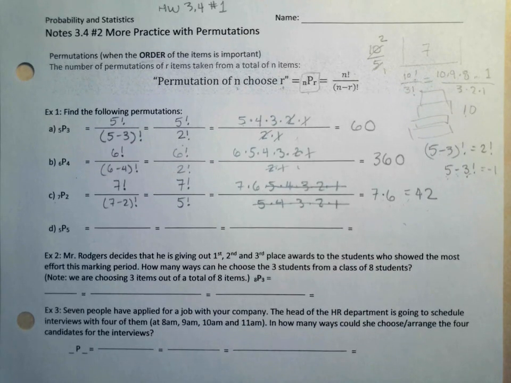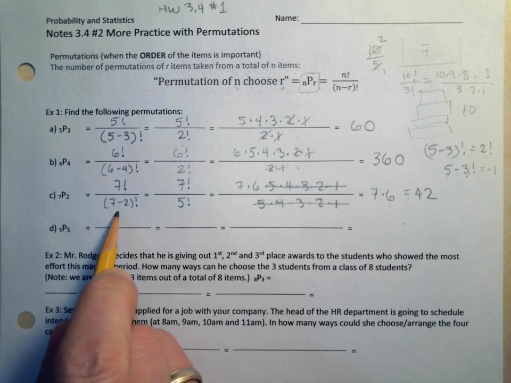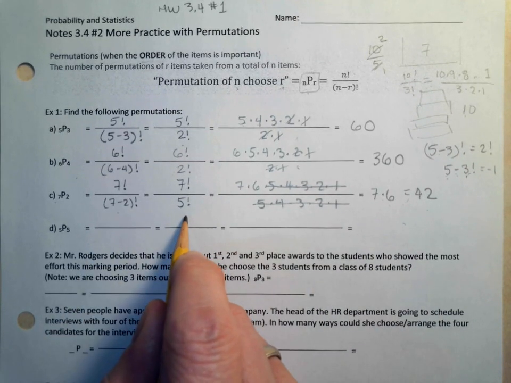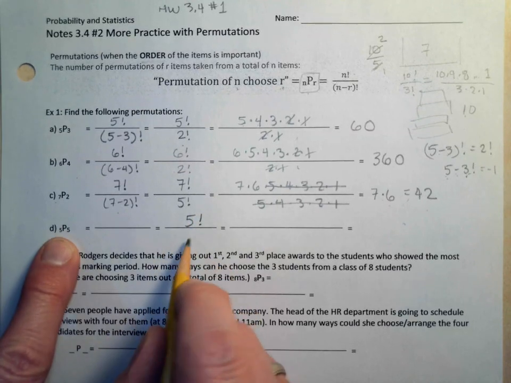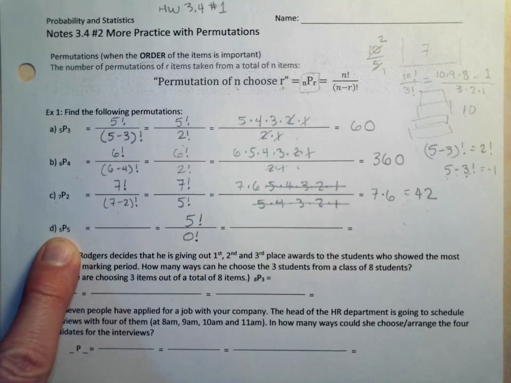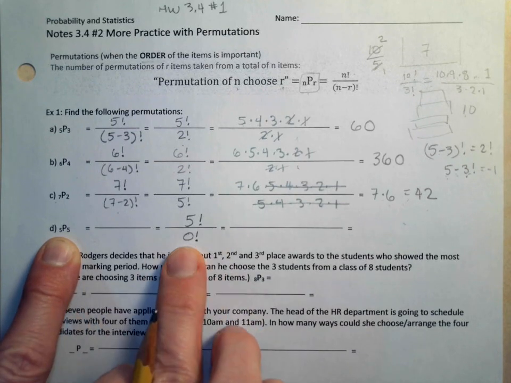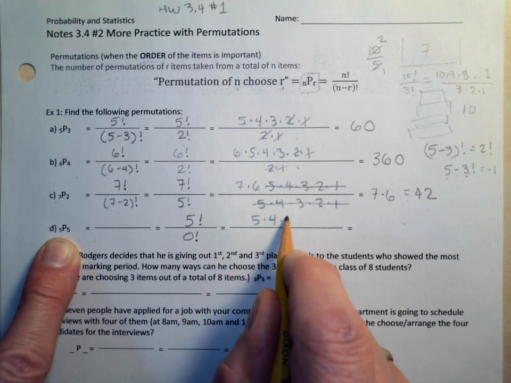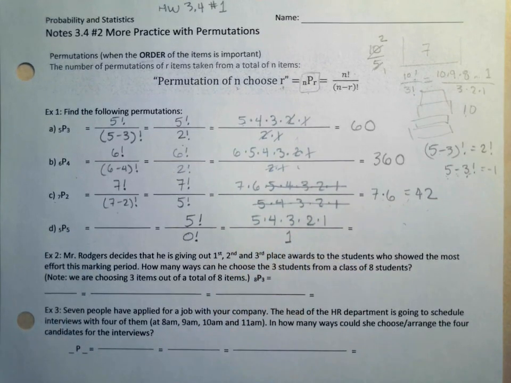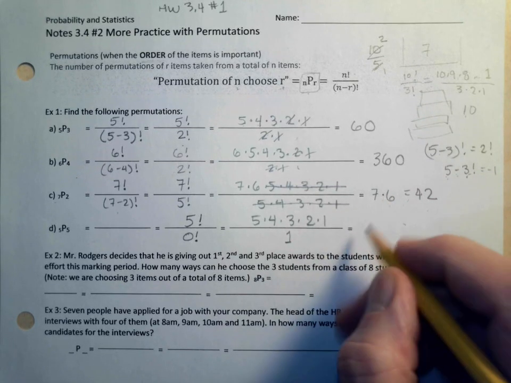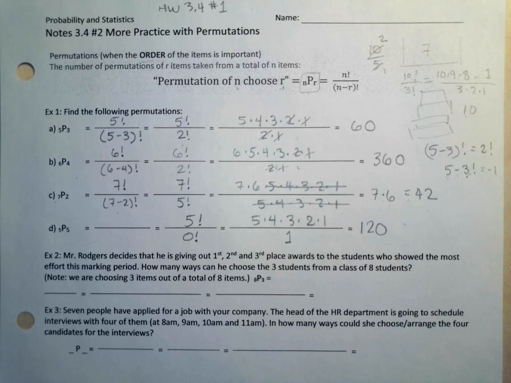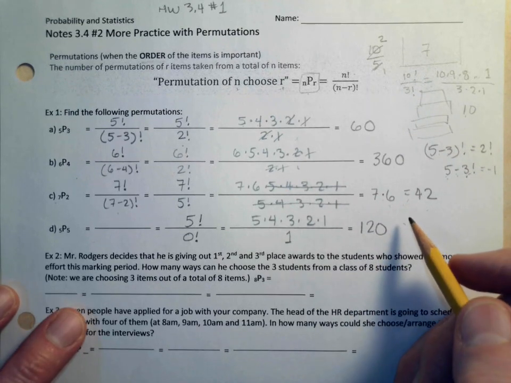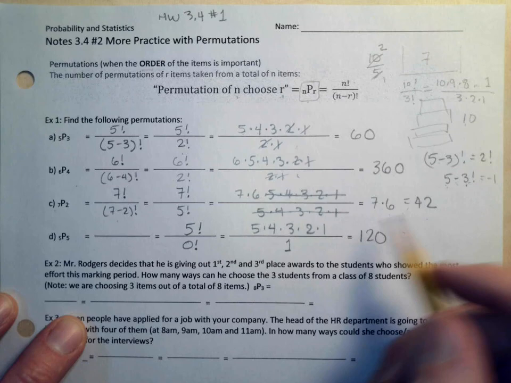Okay? All right, and the last one is a permutation of 5, choose 5. So maybe I'll skip over this one step. I'm going to just go over here and say, that's 5 factorial over the difference, which is 5 minus 5, which is 0 factorial. Remember, 0 factorial, always equal to just 1. And so we have 5 times 4 times 3 times 2 times 1. And do you remember what 5 factorial is equal to? That is 120.